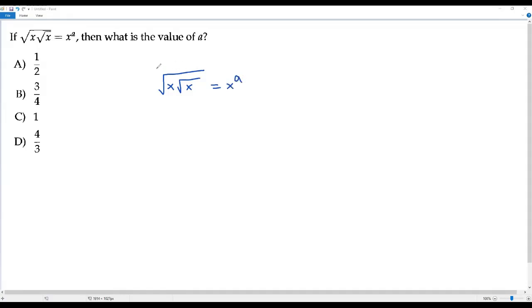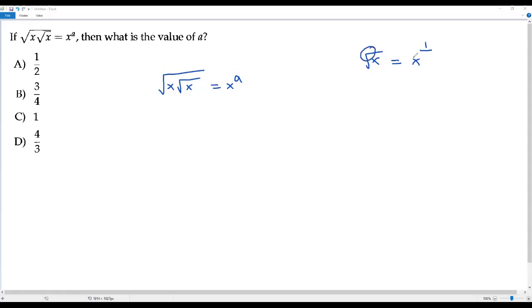Now what I'm going to do is write this square root as an exponent. Whenever I write a square root or any radical as an exponent, let me explain it separately. Let's consider the square root of x. If I want to write the square root as an exponent, I have to write the exponent as a fraction with numerator 1. In the denominator, I have to write the index of the radical.